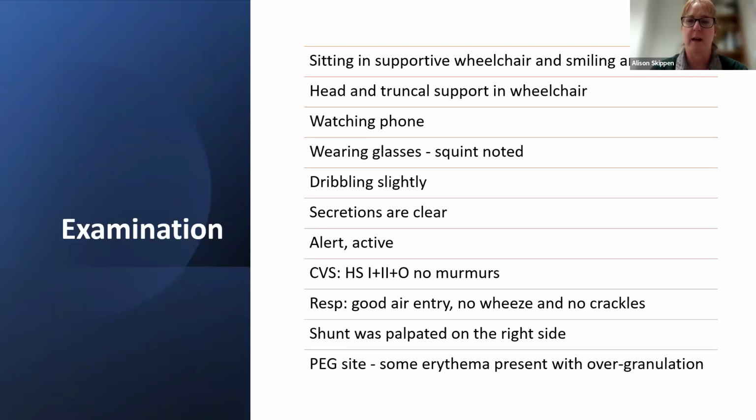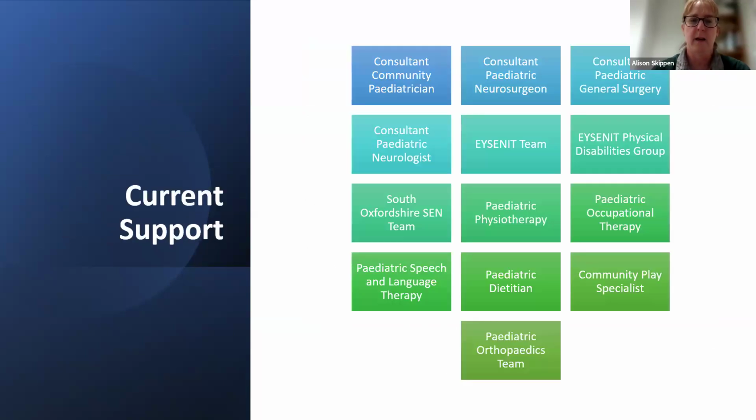So this was just examining him. He was sitting in the supportive wheelchair. He needed head and truncal support. He was able to watch what his mum was doing on her phone, and he was dribbling, and he had a squint. You could feel the shunt when you palpated the right side of his head and his neck. And he had a PEG site that showed some erythema, what we call overgranulation of the PEG.